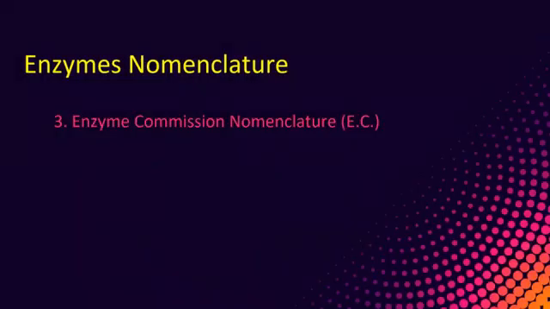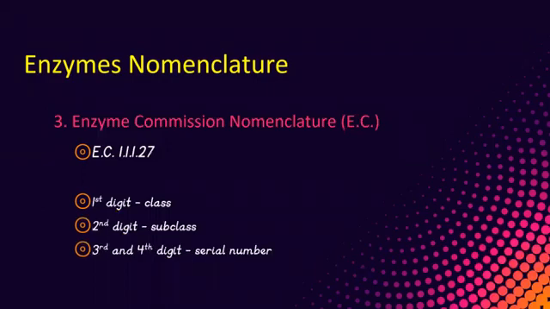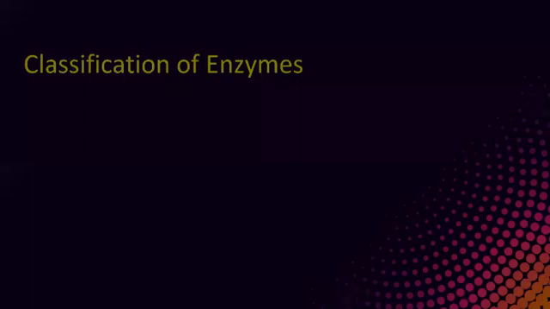Okay, so our enzyme classes have these EC numbers, or Enzyme Commission nomenclature numbers. Each enzyme has an EC number. This is how they give EC numbers to our enzymes. The first digit is the class. The second digit is the subclass. The third and the fourth are the serial number of our enzyme. Later on, we can see the EC numbers of our different enzymes.